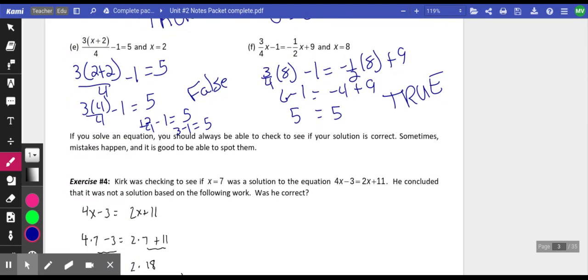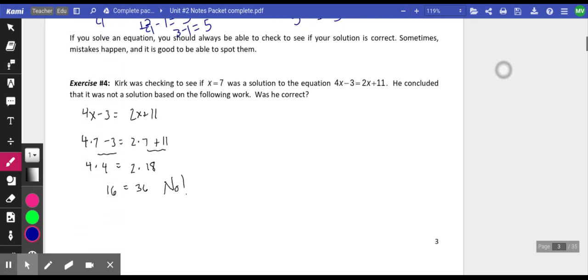If you solve an equation, you should always be able to check to see if your solution is correct. Sometimes mistakes happen, and it's good to spot them. So number 4, it says Kirk was checking to see if x equals 7 was the solution to his equation 4x minus 3 equals 2x plus 7. He concluded that it's not a solution based on the following work. Was he correct? So he put 7 in for x, and he got 4 times 7 minus 3. And then he did 4 times 4. And he did 2 times 18.